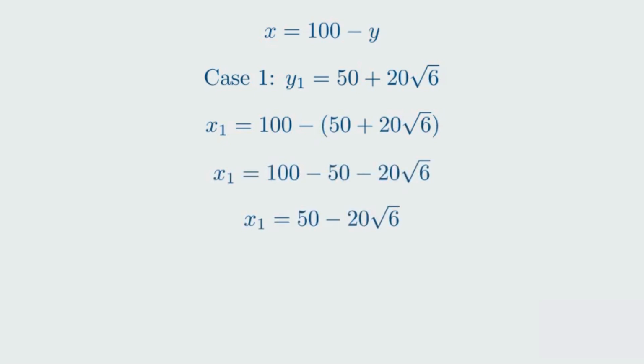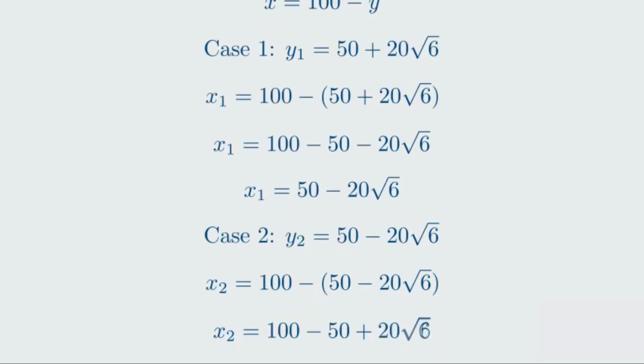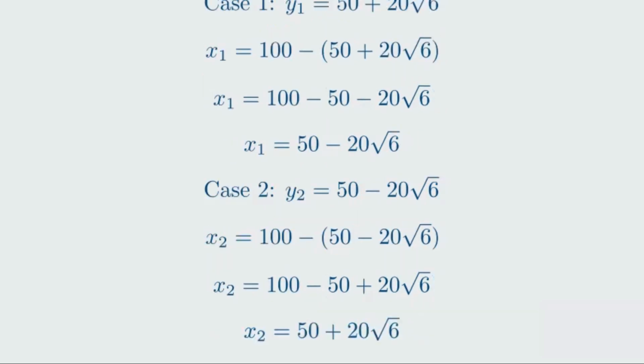Now let's do the same thing for our second y value. Our second y value, y2, is 50 minus 20 times the square root of 6. Substituting this into our equation, x equals 100 minus, in parentheses, 50 minus 20 times the square root of 6. Distribute the negative sign again. This becomes 100 minus 50 plus 20 times the square root of 6. Simplifying, 100 minus 50 is 50. So our second x value, x2, is 50 plus 20 times the square root of 6.